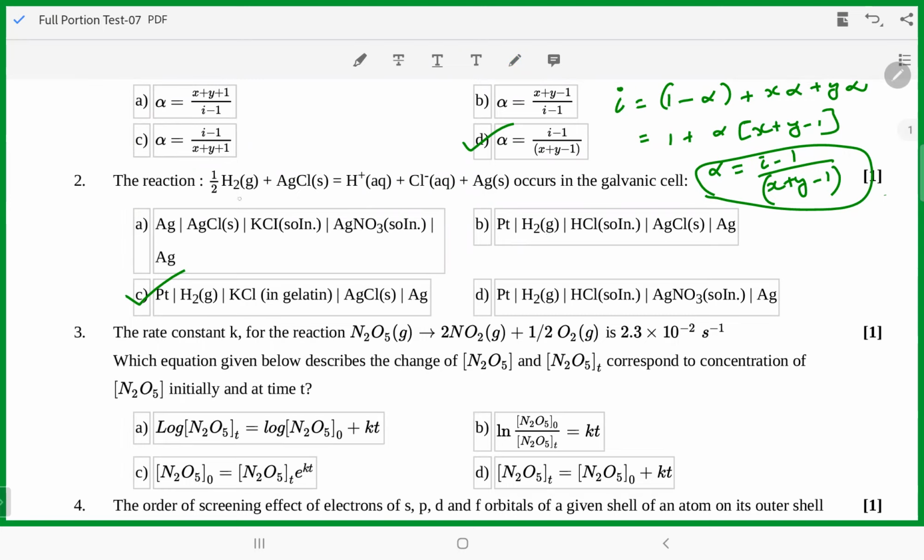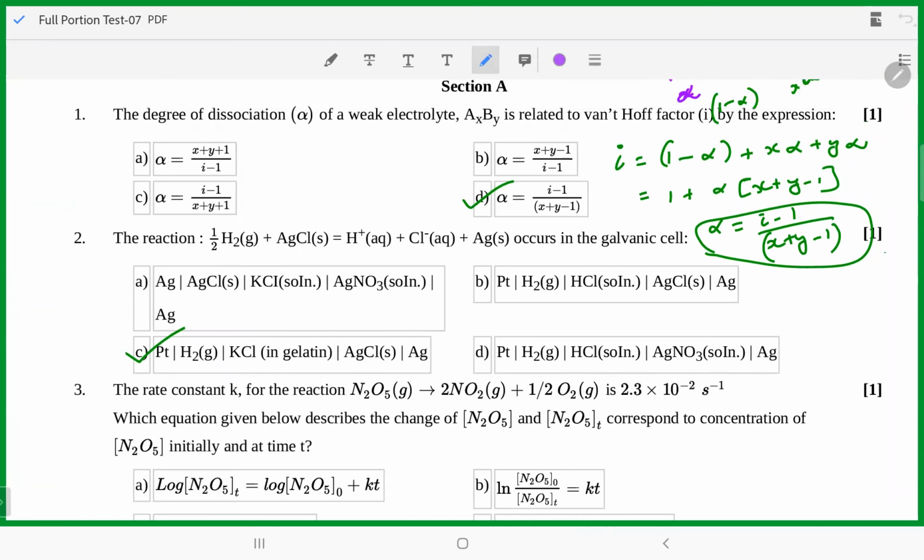So what reaction is given here? AgCl becomes Ag and the hydrogen becomes H plus. So according to that, option A will not come at all. Correct? There is no option A.